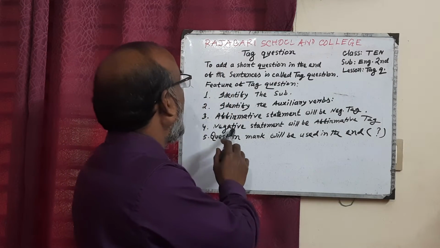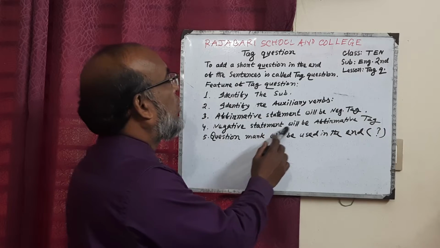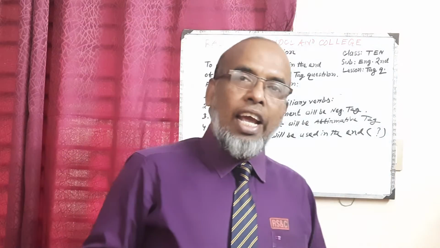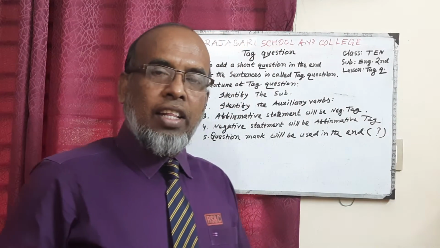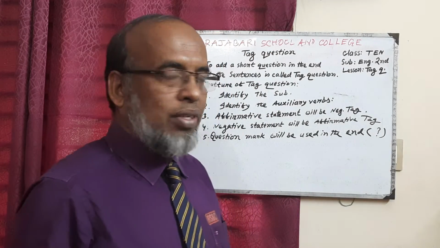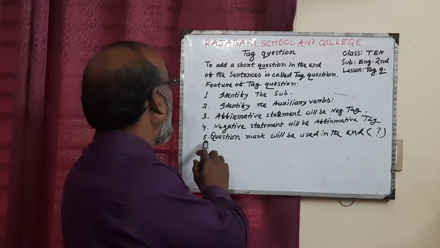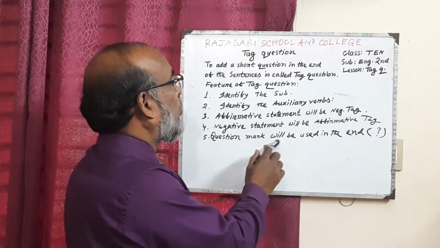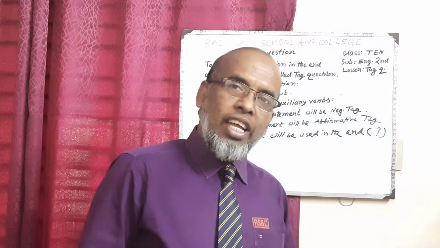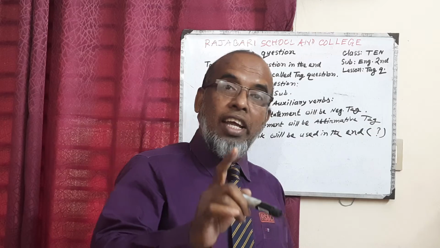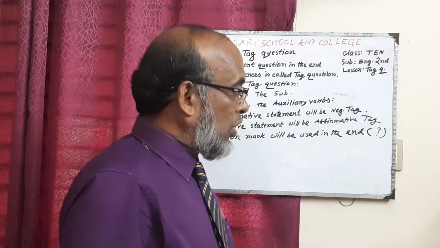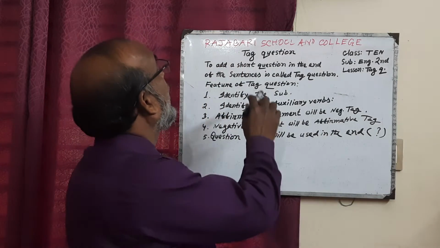Number four, negative statement will be affirmative tag. That means if you see a negative sentence, then the tag question will be affirmative. And number five, a question mark will be used in the end. That means you have to use the question mark at the end of the sentence. This is how you have to make a tag question.